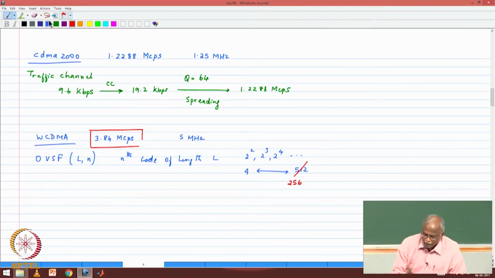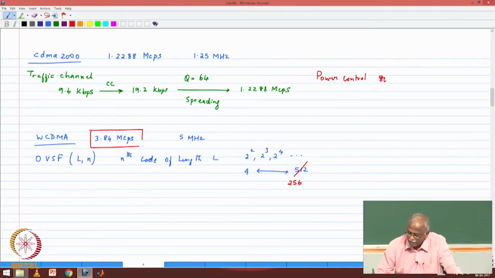We also made an observation, if you remember, that CDMA 2000 does power control at the rate of 800 hertz, or 800 times per second. It tells the users to go up or down. So in other words, it's 800 adjustments per second.